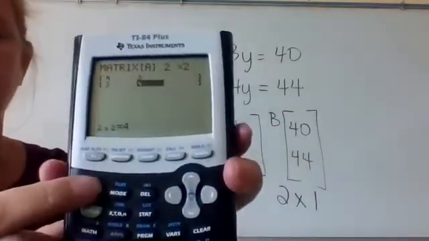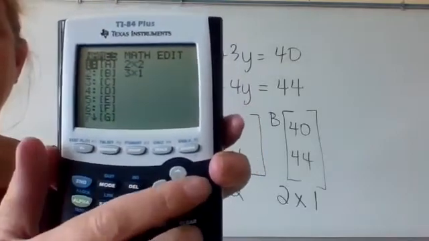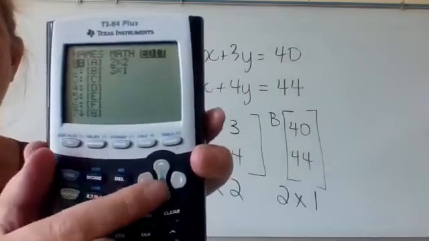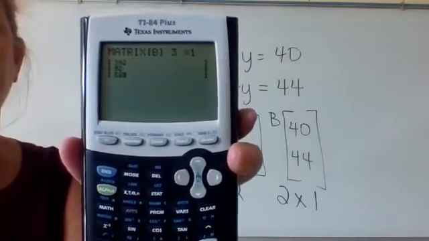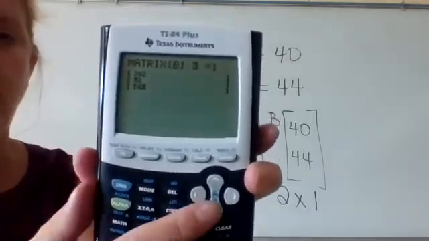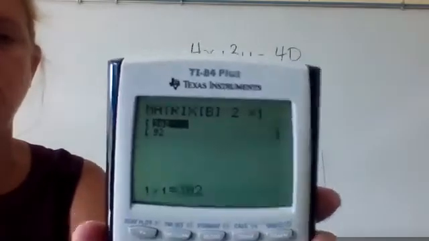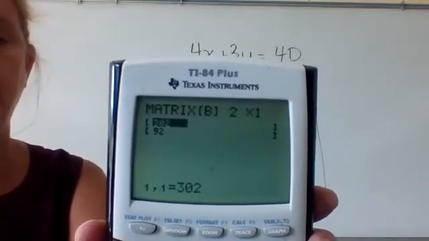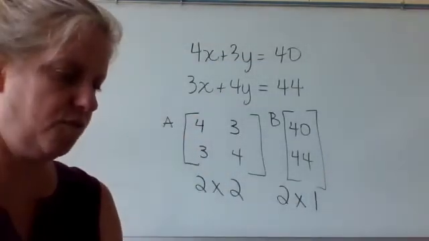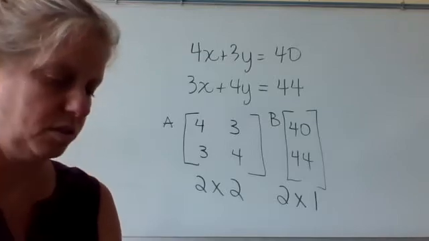Now go back to second matrix. Still editing. Now we need to put in our B matrix. So make sure you go down to B. So go down 1 and hit enter. It probably says 3 by 1 still from your last problem. So make sure you turn it to 2, enter, 1, enter. Make it 2 by 1. And then enter the 40 and the 44. So 40, enter, 44, enter.